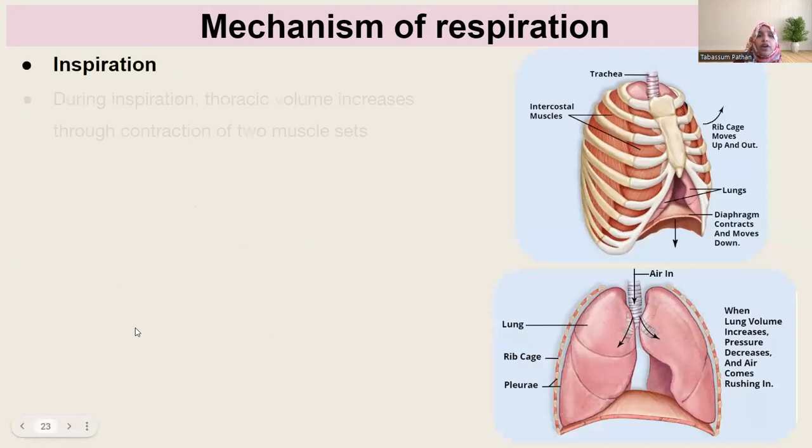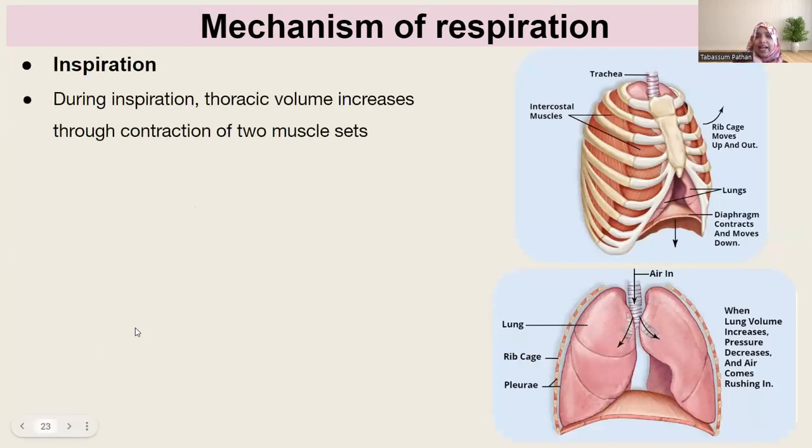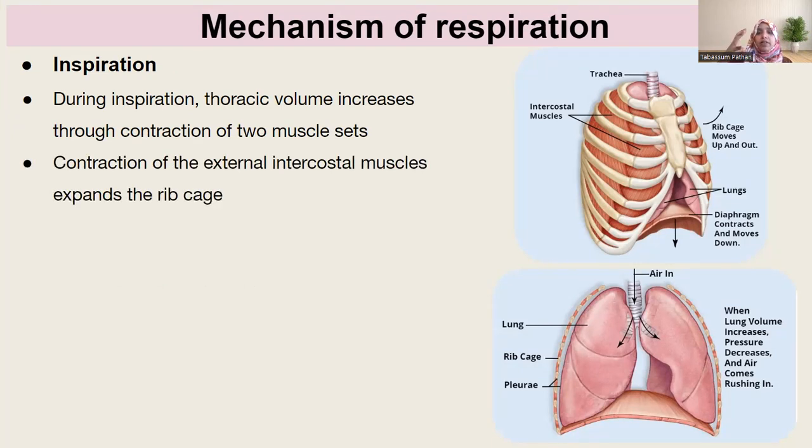Okay, talking about inspiration, when you take in air, what happens? Your chest expands, the thoracic volume increases, right? And there is a pressure, a contraction between the two muscles is set. That is, the rib cage also moves out. And contraction of the external intercostal muscles expands the rib cage. So when the thoracic volume increases, there is a pressure or contraction.